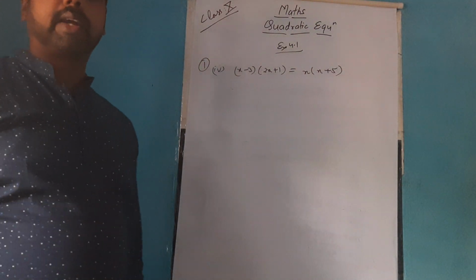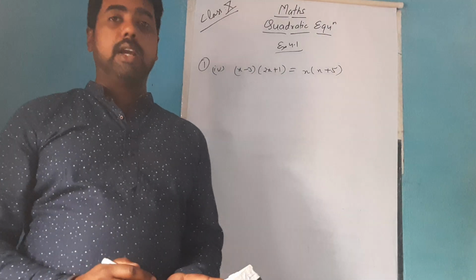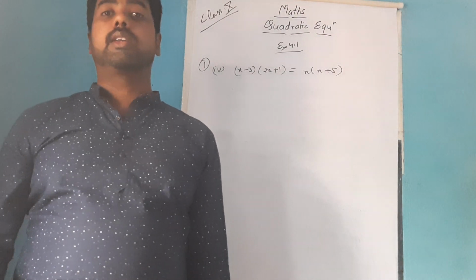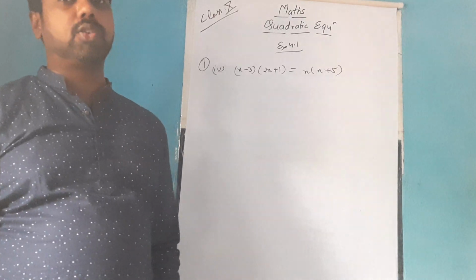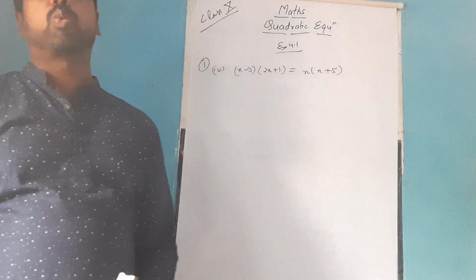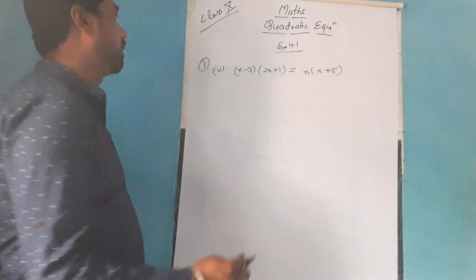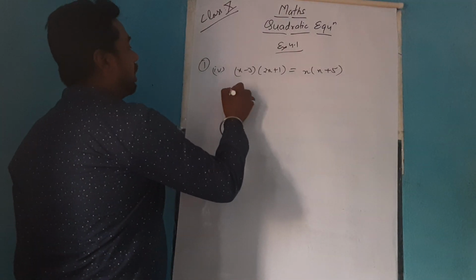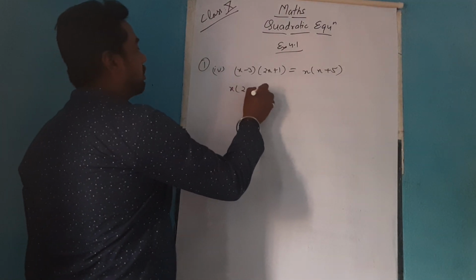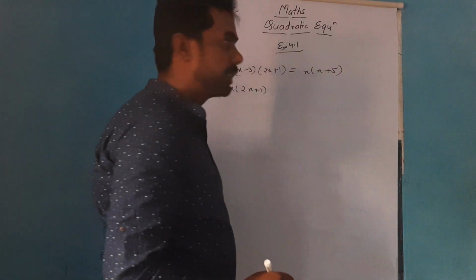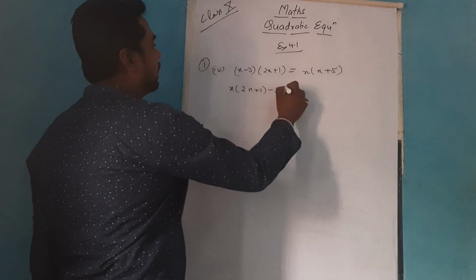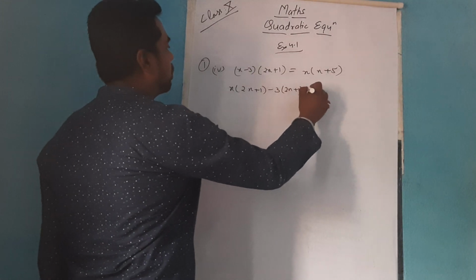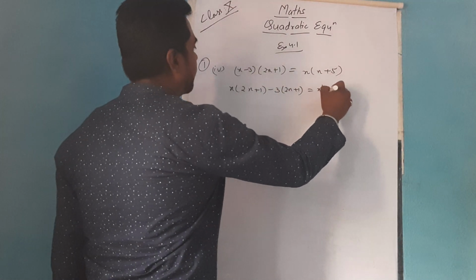We'll try to open the bracket and see whether any term is left with degree 2 or not. If there is no term left with degree 2, then we won't say it is a quadratic equation. So first of all, let's open the bracket. As this is binomial with binomial multiplication, which you have studied in class 8, x multiplied by 2x plus 1, then minus 3 multiplied by 2x plus 1.